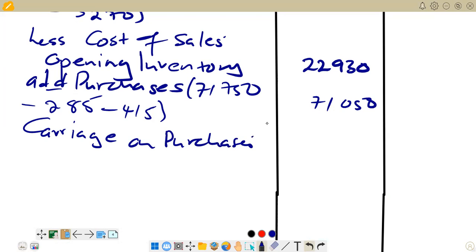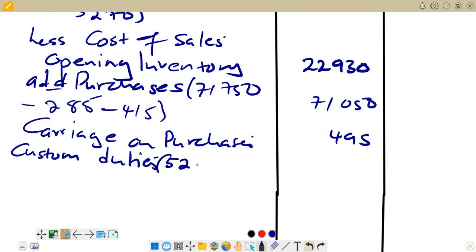The figure for carriage on purchases, remember, is 495. Then we also have our customs duties. Remember, we've got an accrual that we need to add there. The figure given in the list of balances is 5,200. Then the accrual amount is 275. If you add correctly, you're going to get 5,475.